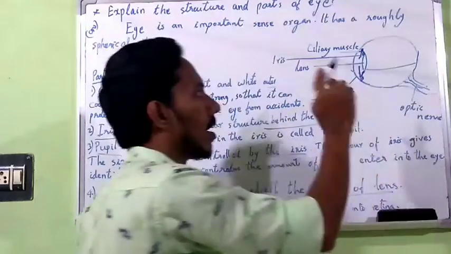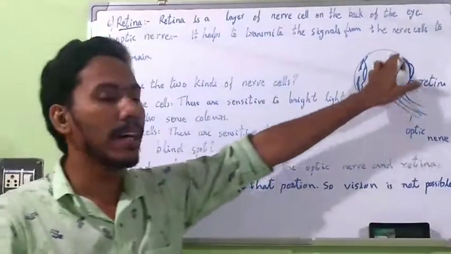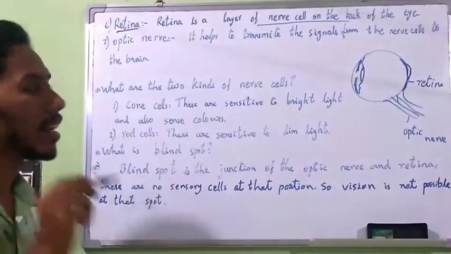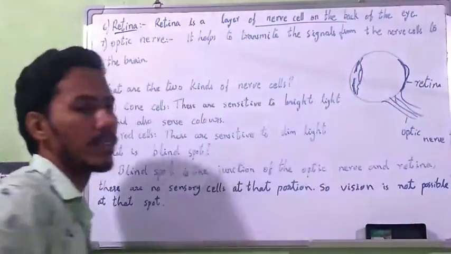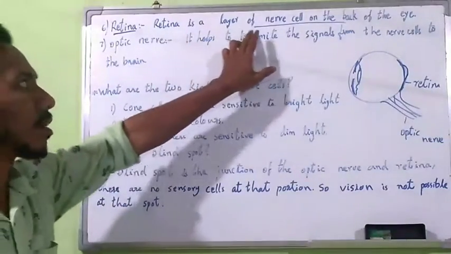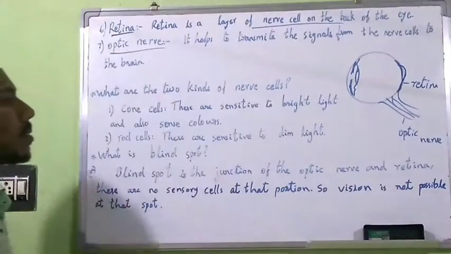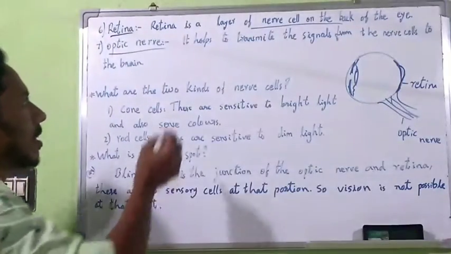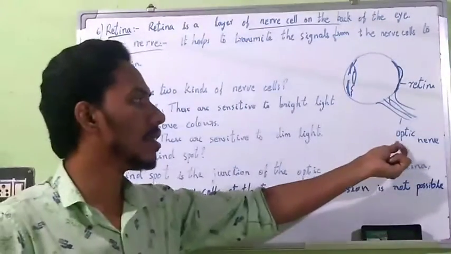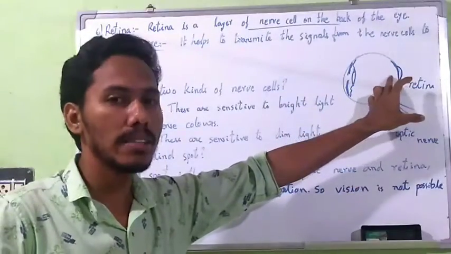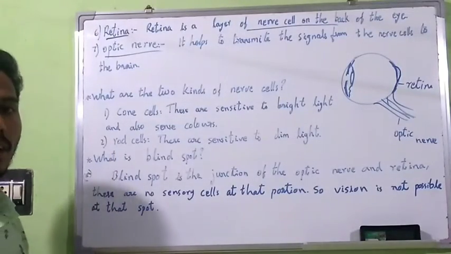Another part is the retina. Retina exists at the back side of our eye. Retina is a layer of nerve cells on the back of our eye. Then optic nerve is the last portion. It helps to transmit the signals from the nerve cells to the brain. So these are the parts of our eye.